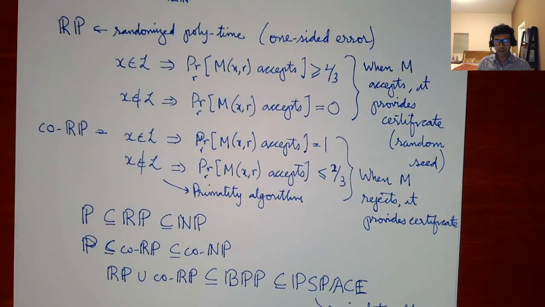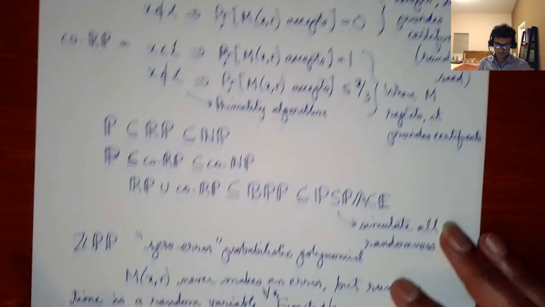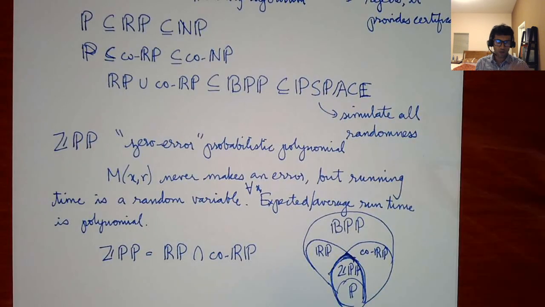So what that does is that basically tells you that ZPP, let me see if I'm getting this the right way, contains RP intersection co-RP. And to argue that ZPP is contained in RP or co-RP, you can imagine just taking your ZPP machine, and if it runs for too long, you just stop and give a default answer. If your default answer is yes, then it's RP, and if it's no, it's co-RP. So that's basically how it works.